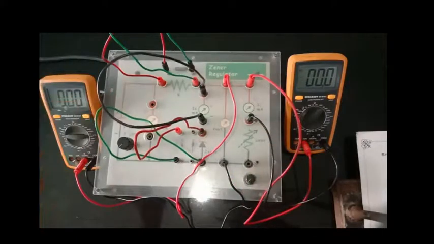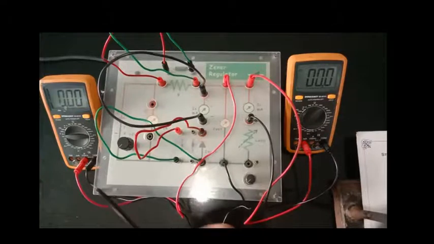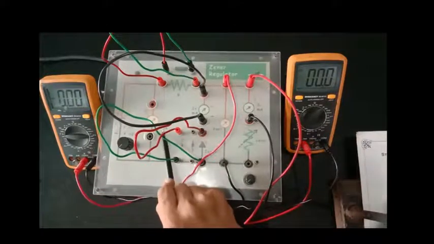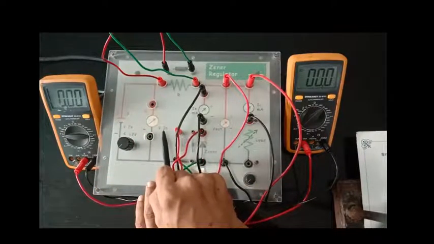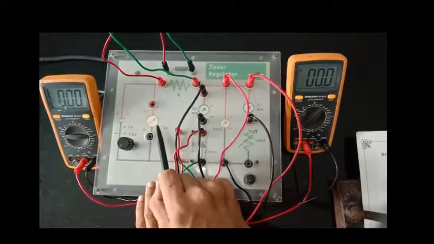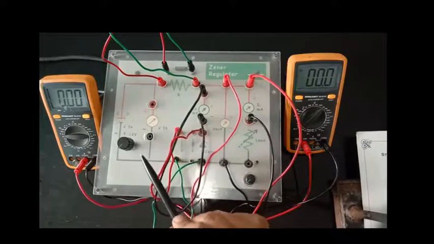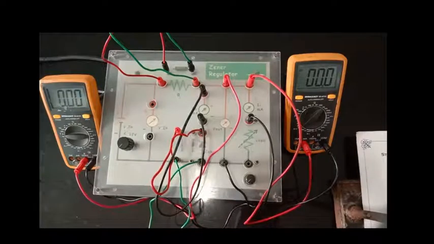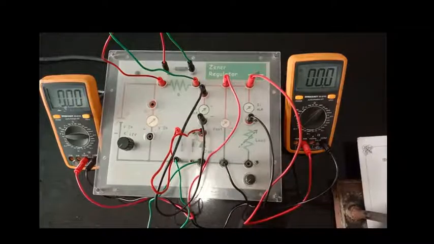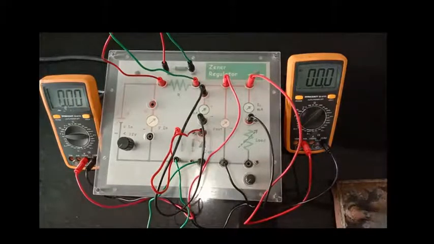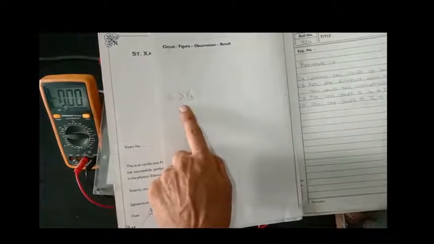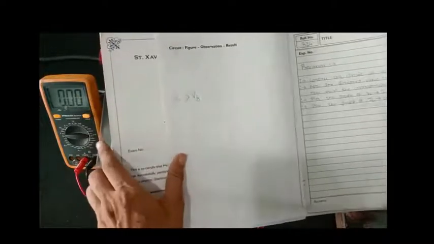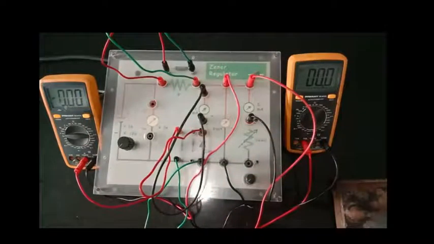Now in load regulation, there is one condition. Your input voltage, that is Vin, should be greater than Vz, or the Zener voltage. That means Vin should be greater than Vz. Let me put the condition in the journal, and let me show you. This is the condition, so it should be greater than that. Then only your circuit will work nicely.